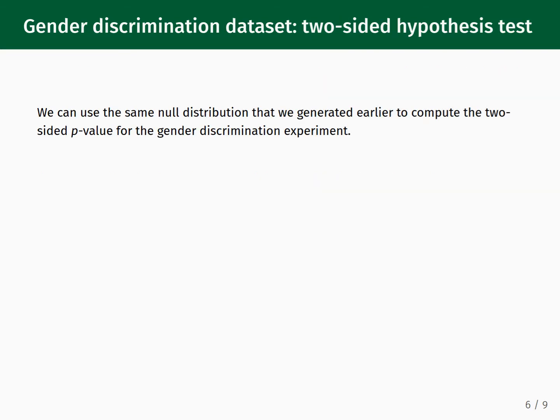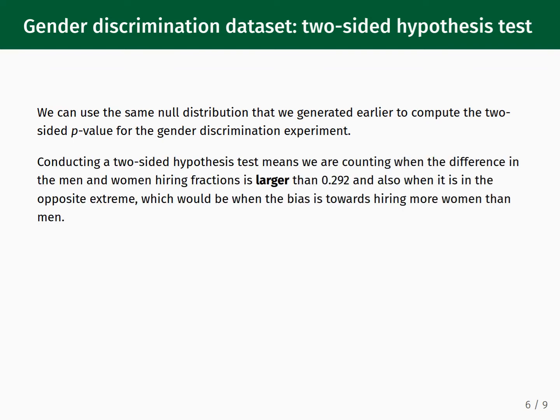Let's consider a second example. We can use the same null distribution that we generated earlier to compute the two-sided p-value for the gender discrimination experiment. Conducting a two-sided hypothesis test for this experiment means we are counting when the difference in the men and women hiring fractions is larger than 0.292 and also when it is in the opposite extreme, which would be when the bias is towards hiring more women than men.